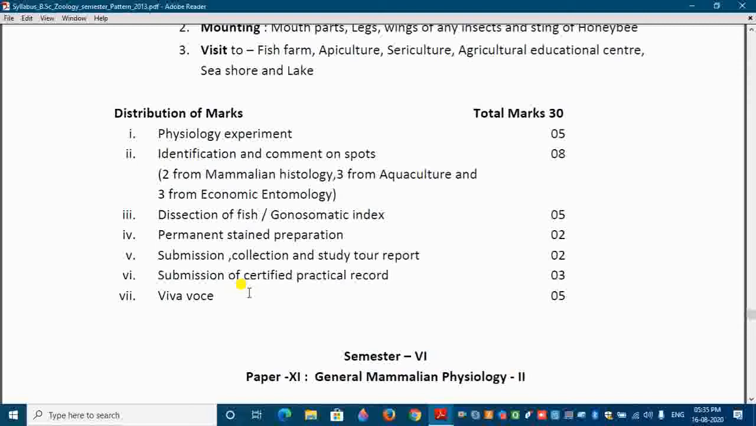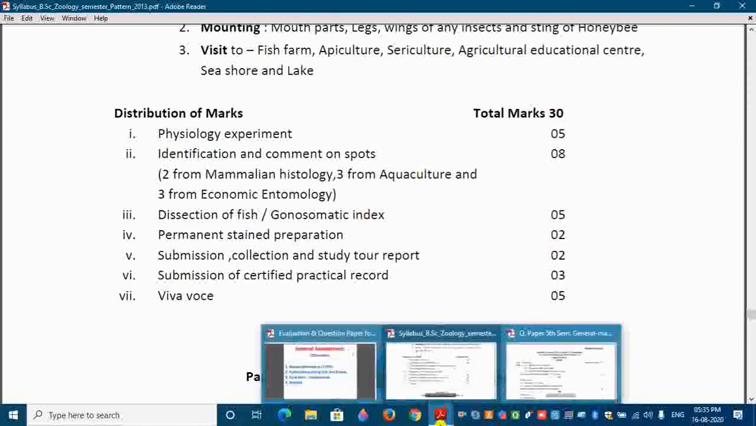And you can ask some questions on the basis of the theory and practical exam during the Viva by the external examiner. So in this way you can get the total 30 marks in the practical exam. So this is the syllabus for the 5th semester.